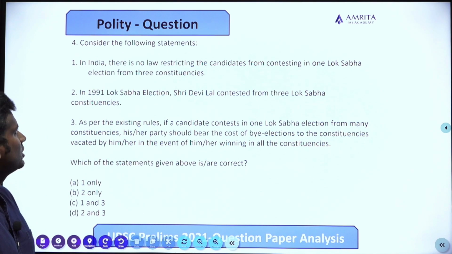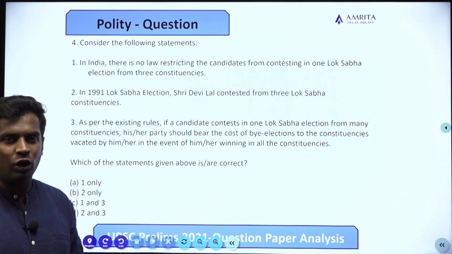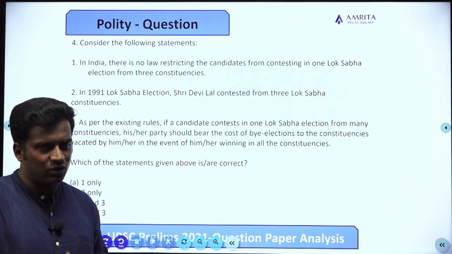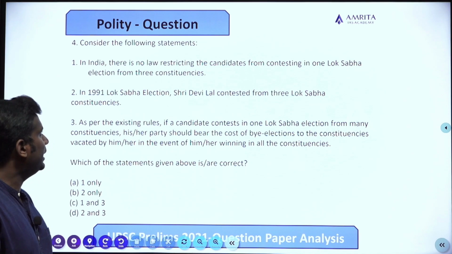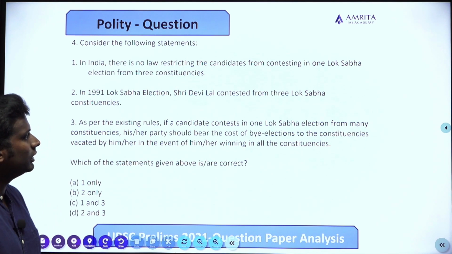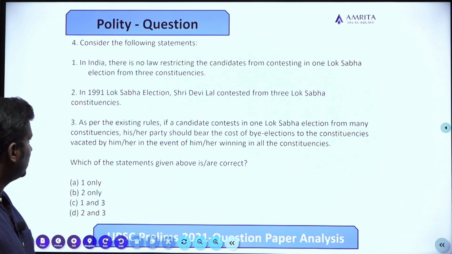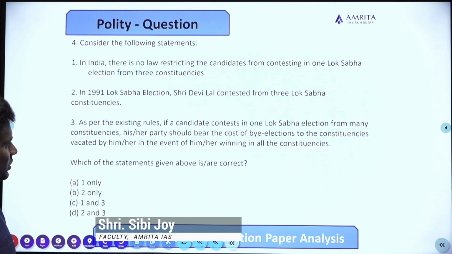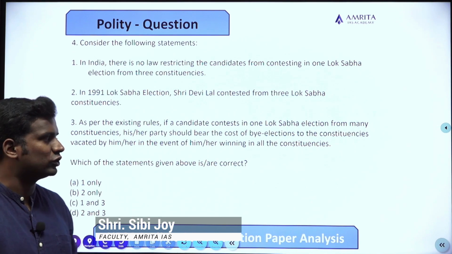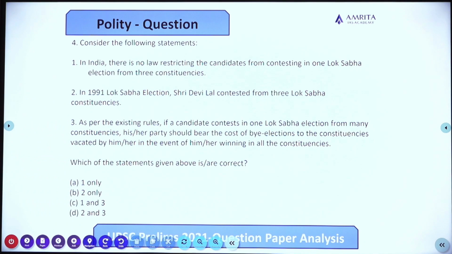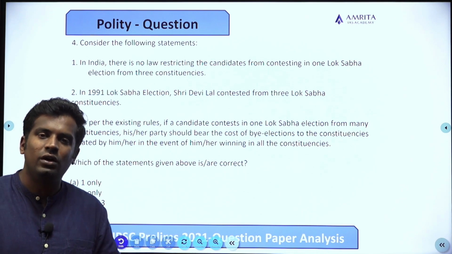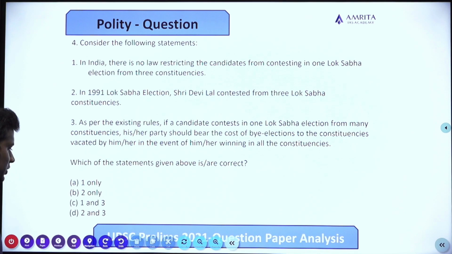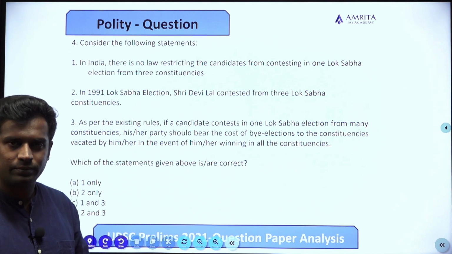Consider the following statements. 1. In India, there is no law restricting the candidates from contesting in one Lok Sabha election from 3 constituencies. 2. In the 1991 Lok Sabha election, Shri Devi Lal contested from 3 Lok Sabha constituencies. 3. As per the existing rules, if a candidate contests in one Lok Sabha election from many constituencies, his or her party should bear the cost of by-elections to the constituencies vacated by him or her in the event of him or her winning in all the constituencies. Which of the statements given above are correct? Option A 1 only, option B 2 only, option C 1 and 3, and option D 2 and 3.